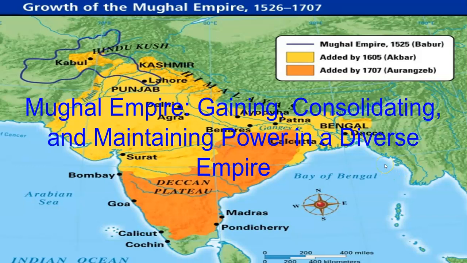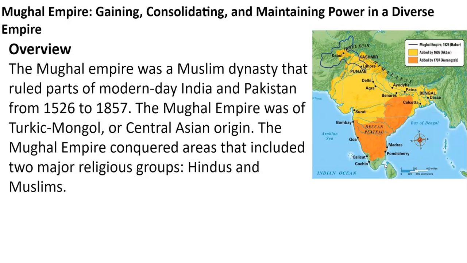Okay, so now we're going to turn and go to the Mughal Empire. The Mughal Empire is in India. The Mughal Empire was a Muslim dynasty that ruled parts of modern-day India and Pakistan from 1526 to 1857. It was Turkic Mongol or Central Asian in origin. The Mughal Empire conquered areas that included two major religious groups, Hindus and Muslims.